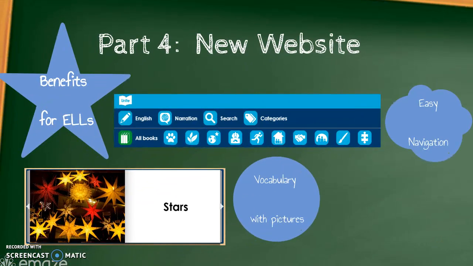This website is extremely easy to navigate as the different collections of books are indicated with various pictures. This would help ELLs as pictures are used instead of words. I also noticed that this website would be extremely useful when teaching vocabulary to ELLs. There are specific books that contain vocabulary words with matching pictures to help reinforce the meaning of these words.